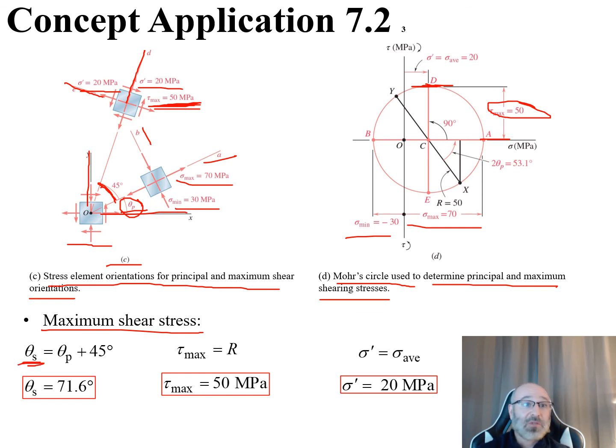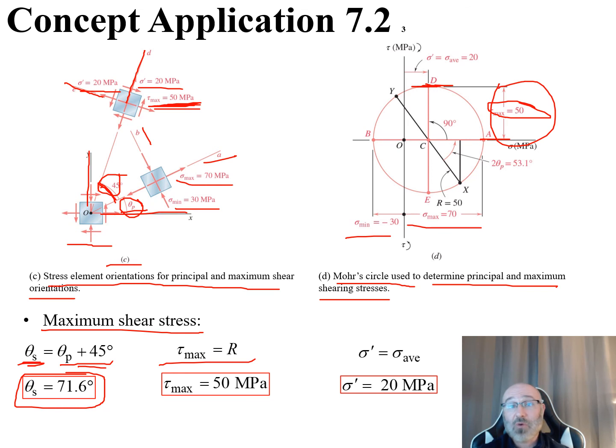So we can see our sigma sub s is equal to, we recall this relationship of sigma sub p plus this 45 degrees. So we have a value for that sigma sub p already that we've calculated, add 45 to that, and what we end up with is our sigma sub s now is 71.6 degrees. Our tau max, again, is equal to that radius, and we've shown that in this diagram from Mohr's circle. That's equal to 50 megapascals. And then we also have the relationship now that our sigma prime is equal to our sigma average. We already have a value for our sigma average, so our sigma prime is 20 megapascals, and that's that distance that we can see right here on Mohr's circle.